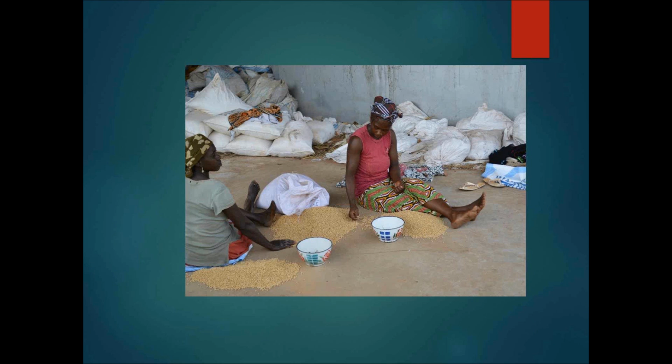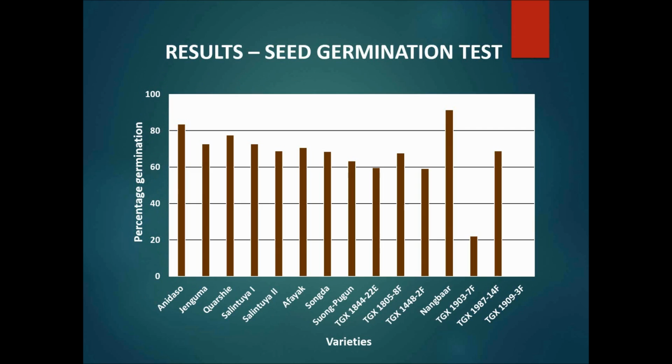Now this slide I just added this morning, this is women sorting out the seed. What I realized was that we did seed germination tests, and the results on this slide made me let the women sort out the seed before planting. Percentage germination was very low, with the exception of Nagba, which was above 80%, and Anidaso, which was above 80%, but the rest of them were below 80%, which means that if the seeds are not sorted before planting, it's going to impact germination and also yield.